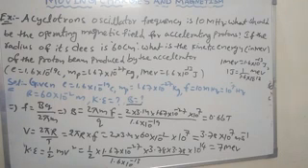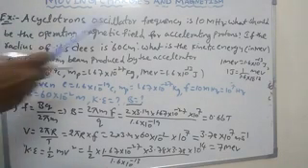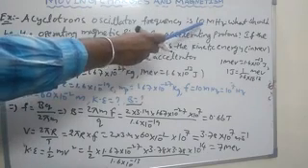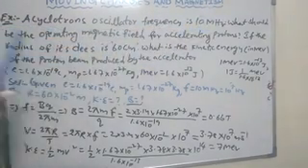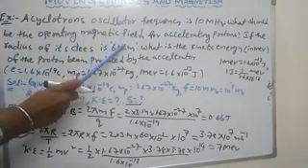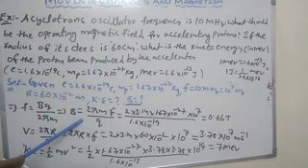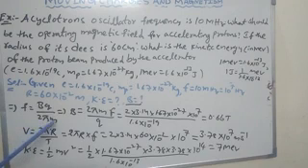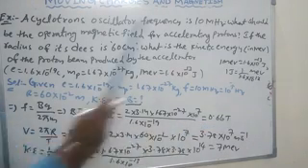Once again I am repeating, in this problem a cyclotron oscillator frequency is 10 megahertz, that is 10 power 7 hertz. What should be the operating magnetic field? So B, how did we calculate? Frequency of proton is frequency of cyclotron, that is BQ by 2 pi m. So B is nothing but 2 pi m into F by Q. We substitute all the values, simplified, we got 0.66 Tesla.